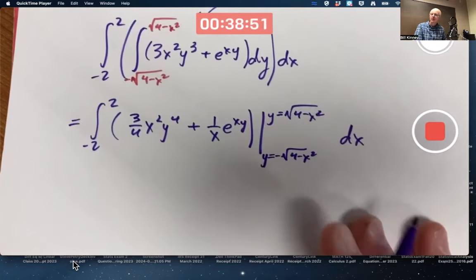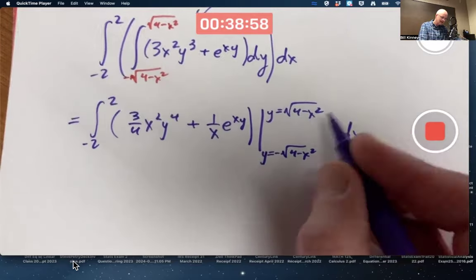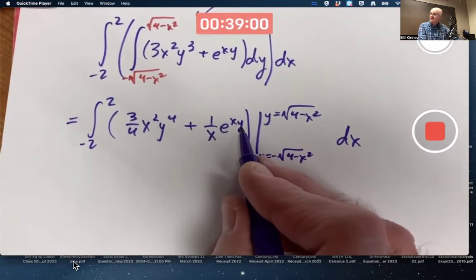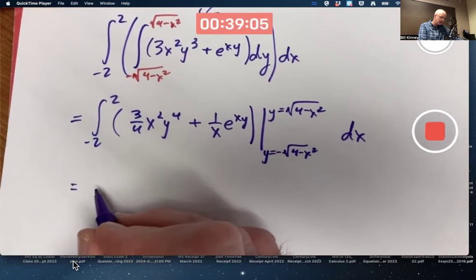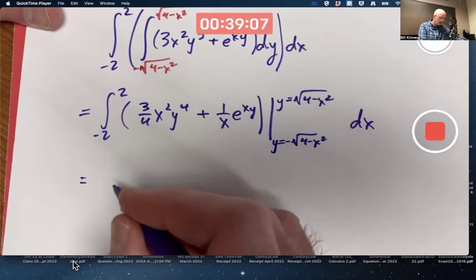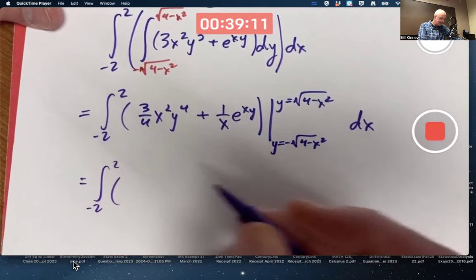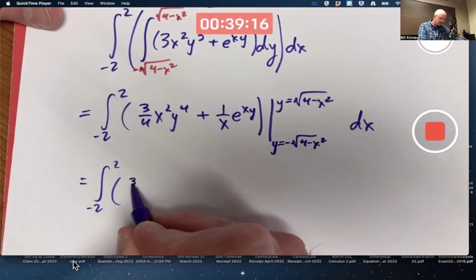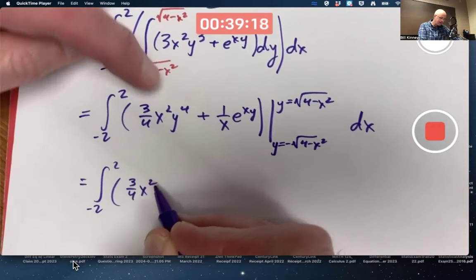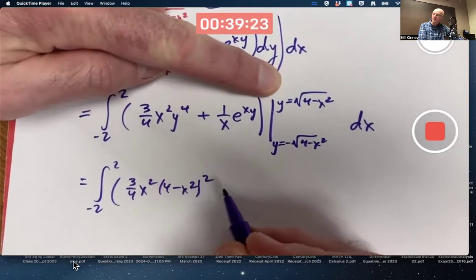When you plug those things in for y, the result will depend on x. And you're going to integrate with respect to x, but it's probably going to be too hard. You're even going to have a square root in that power of e. We could still numerically approximate it, though. I mean, it's kind of a mess. Let's see, plug in the square root. You'll get 3/4 x squared y to the 4th. We'll make this thing b to the 2nd power because it's a square root.